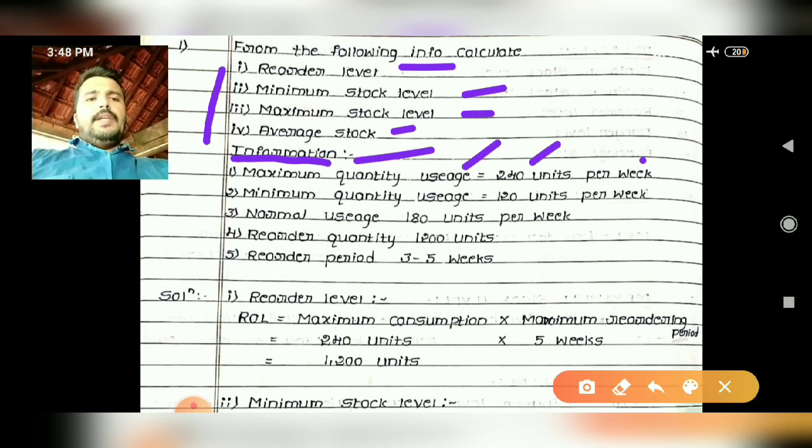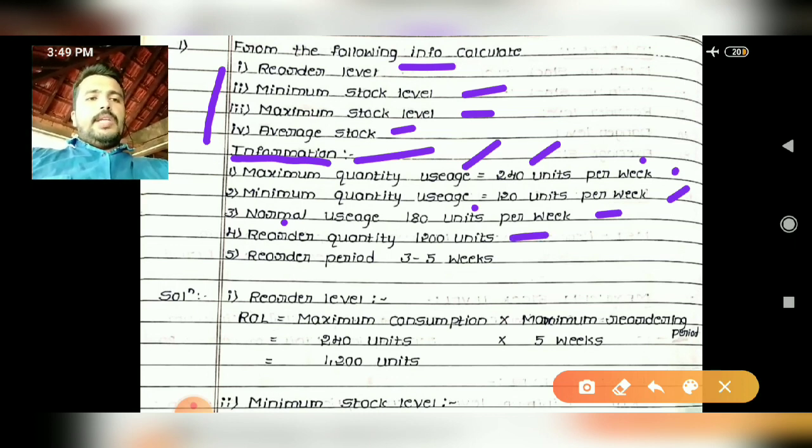Then minimum quantity usage. The company uses 120 units per week, that is minimum. Maximum the company uses 240 units per week. Then normally, average. Normal means average. In every case wherever the term normal comes, that means average. So normal usage means average usage, 180 units per week. On an average the company uses 180 units per week.